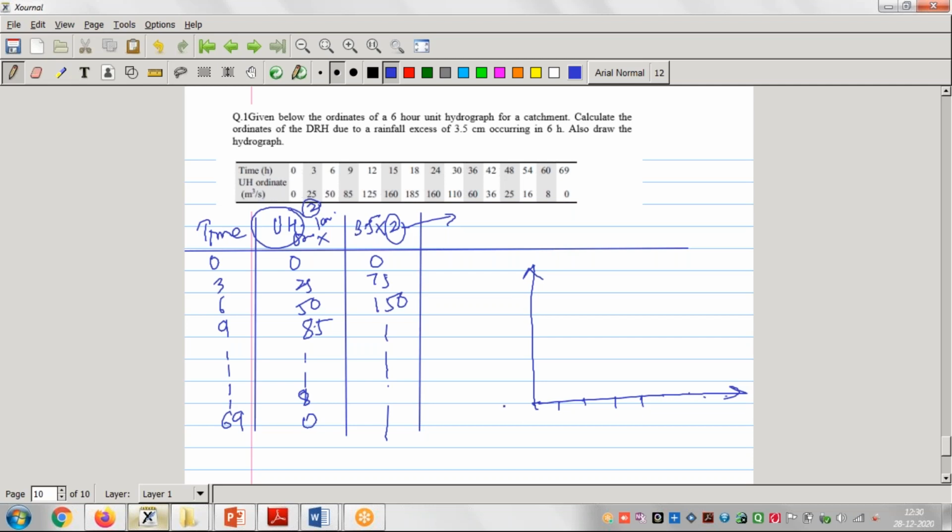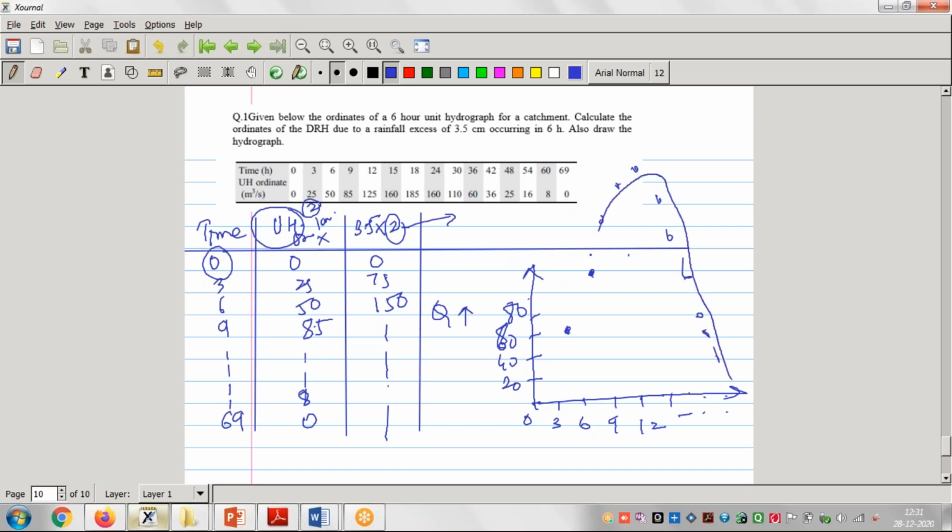Now see the time interval, what you will take: 0, 3, 6, 9, likewise 12, likewise whatever it is. Here you decide your Q value, how far you will go in the graph, which is the highest value, and based on that you decide. Suppose say 20, 40, then 60, then 80. Now you draw the graph. What is the ordinate at 0 time? It is 0. Then after 3 hours it is 75, so somewhere here 75 will come. Then 150 will come somewhere. Likewise, you will get some points.